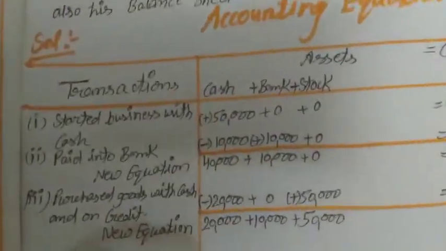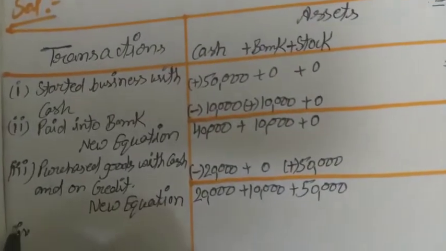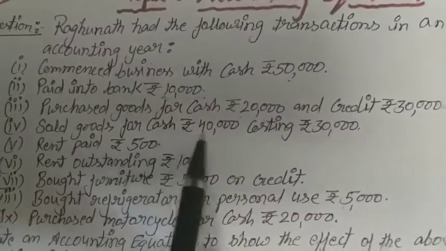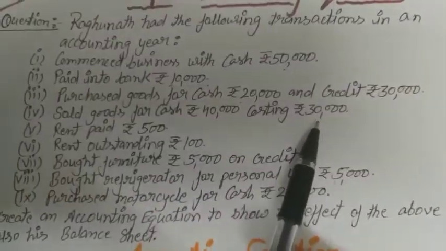Now transaction number 4. Transaction number 4: sold goods for cash rupees 40,000 costing rupees 30,000.